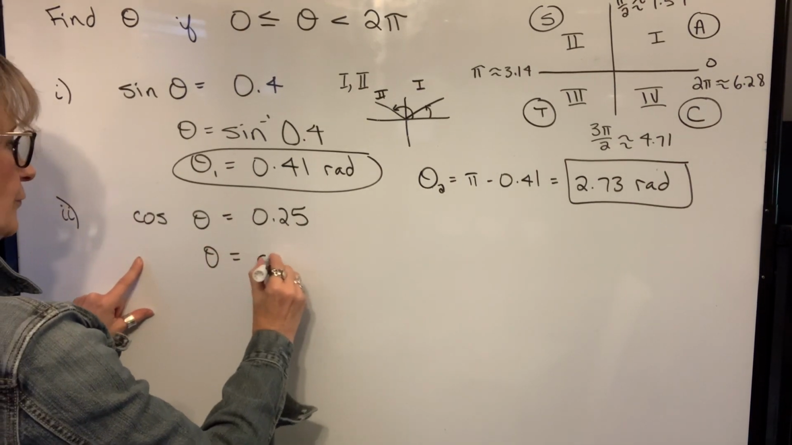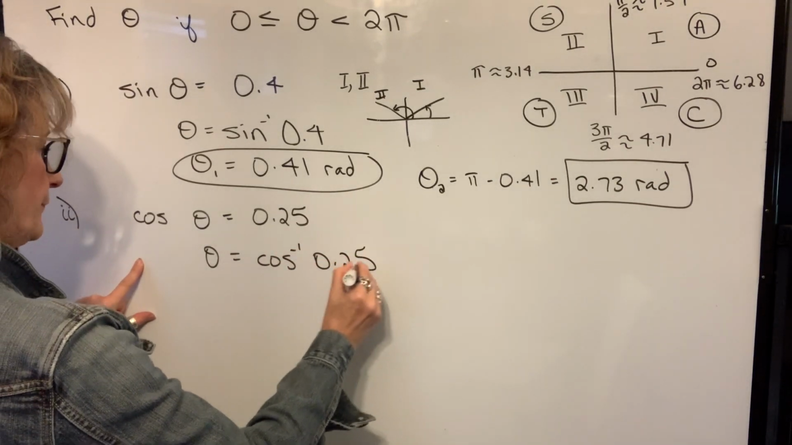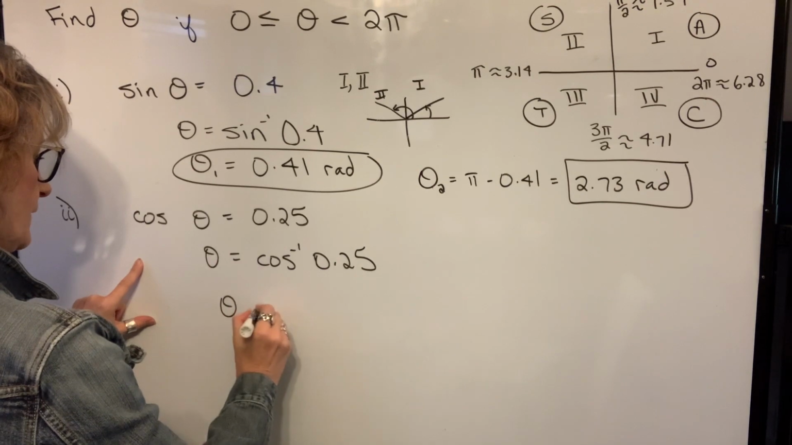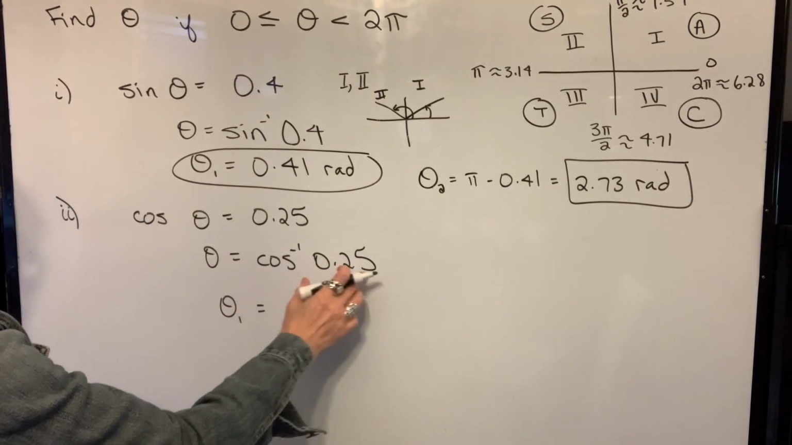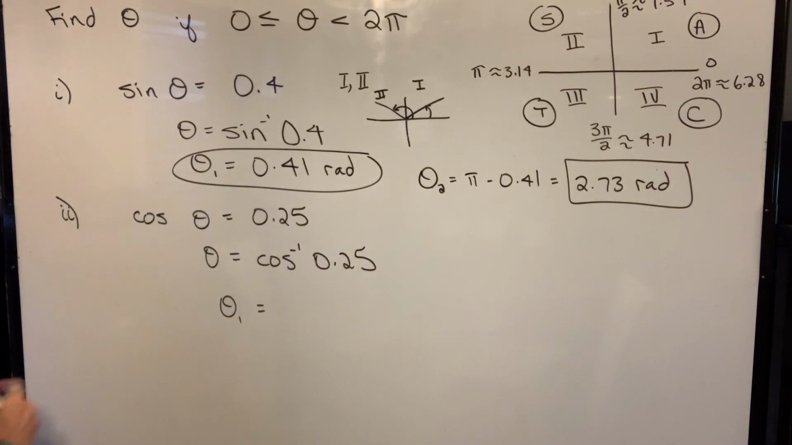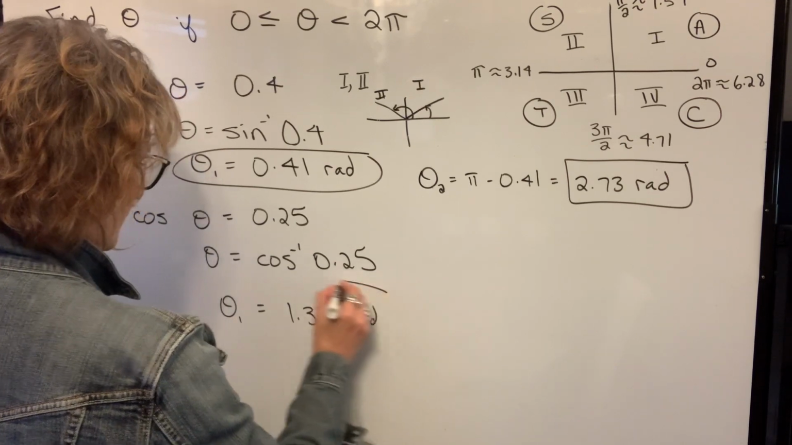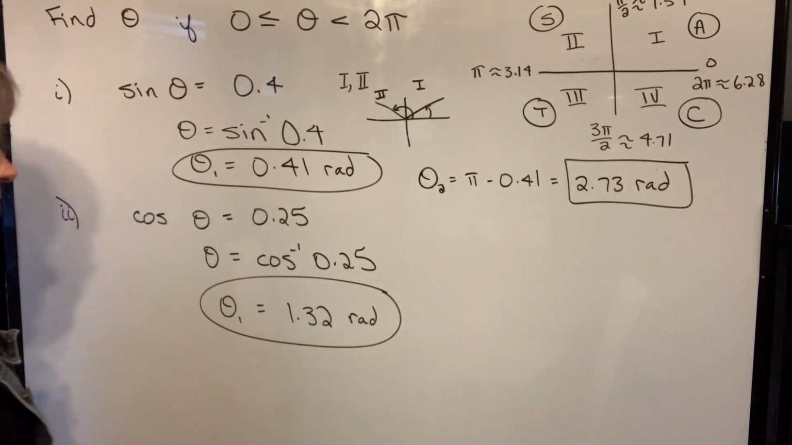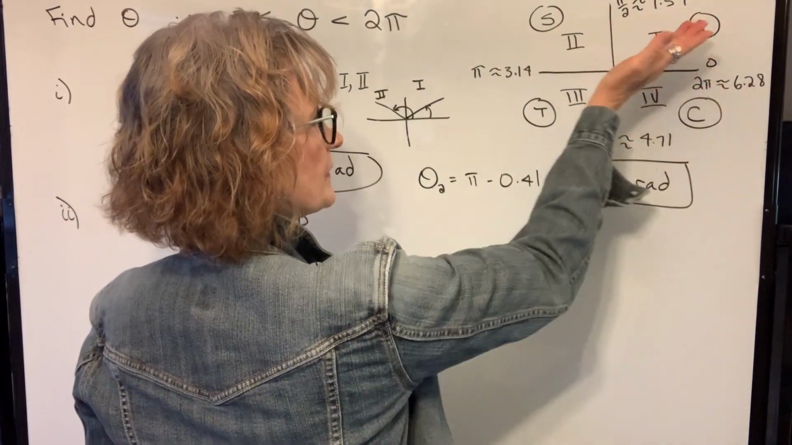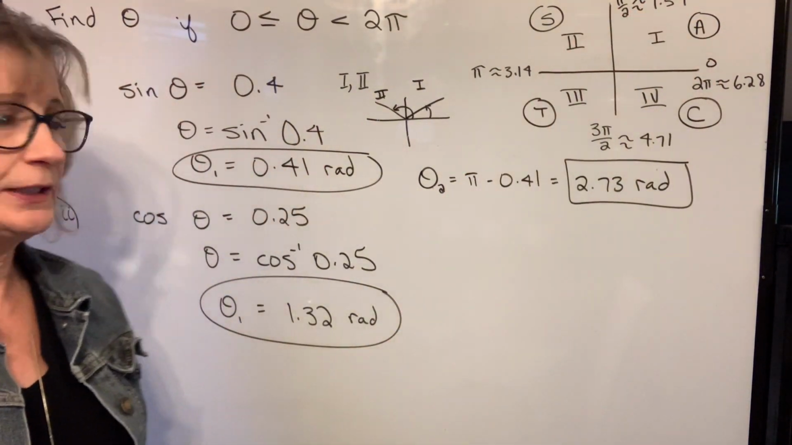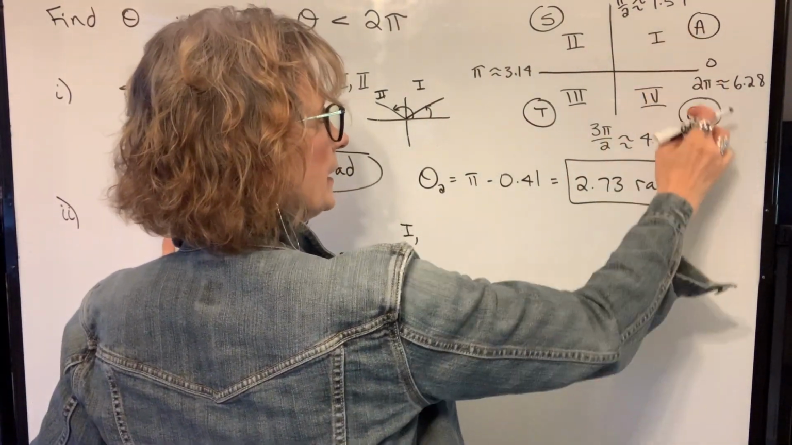Theta will equal the inverse cos of 0.25. So my first answer, when I have my calculator in radian mode and I go inverse cos of 0.25, I get 1.32. So there's my first answer. 1.32 is between 0 and 1.57, so I know that my angle is in quadrant 1. Where else is cos positive? In quadrant 1 and quadrant 4.